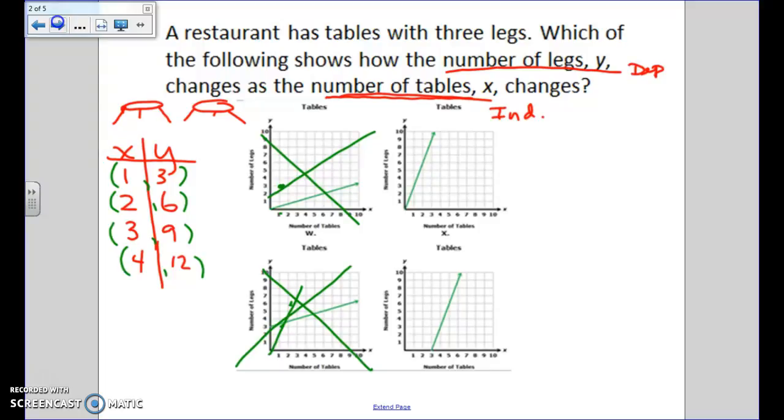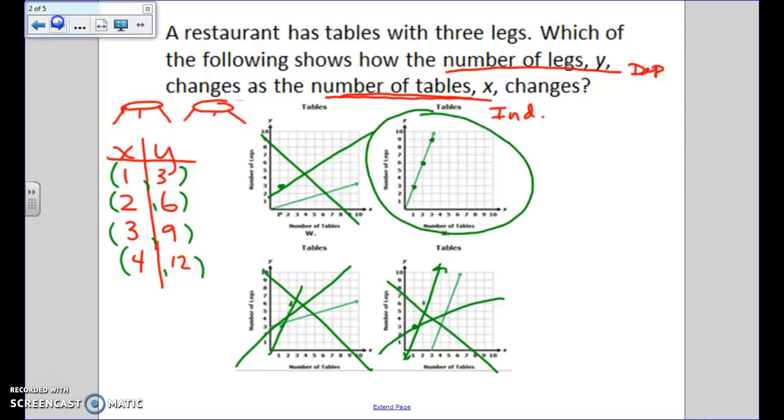The third, let's look at the bottom right hand corner so we can eliminate him too. If I move over 1 table and up 3 legs, that would be representative of that coordinate. And 2, 6, and again, it looks more like this. So I'm going to say that graph's no good. So hopefully this other graph here, if I move over 1 table, I know I have 3 legs. If I have 2 tables, I have 6 legs. 3 tables, I would have 9 legs. So I feel like this one would be the best representation.